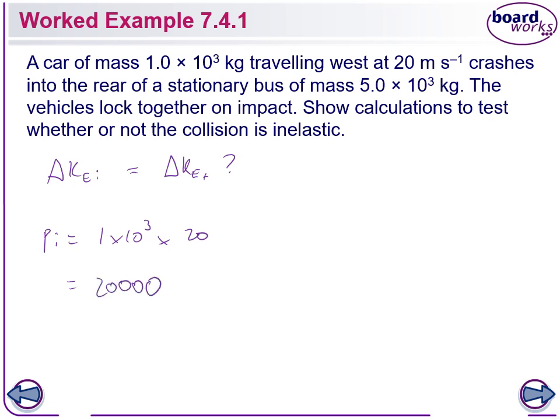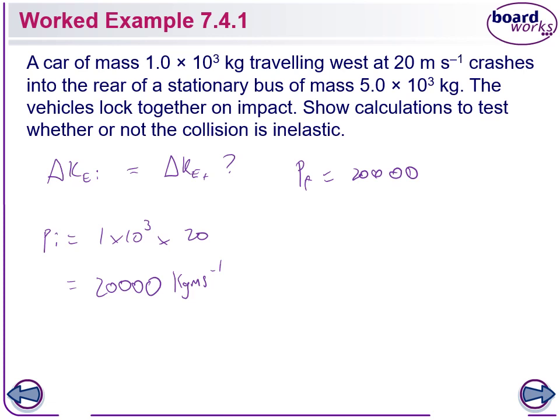What should I use? Kilogram meters per second or Newton seconds? Kilogram meters per second. Good. Because it's not change in momentum. Change in momentum is Newton seconds. Just momentum is kilogram meters per second. But again, that's just the way we do things. If you did that on an exam, they'd be fine either way. So that's our initial momentum, which means we know our final momentum is also 20,000.